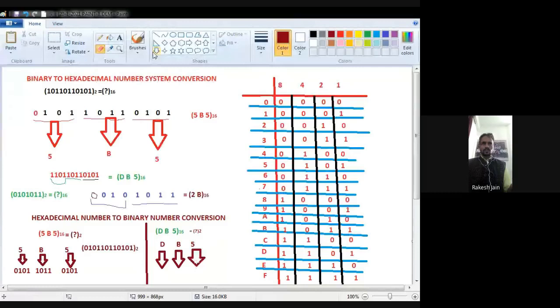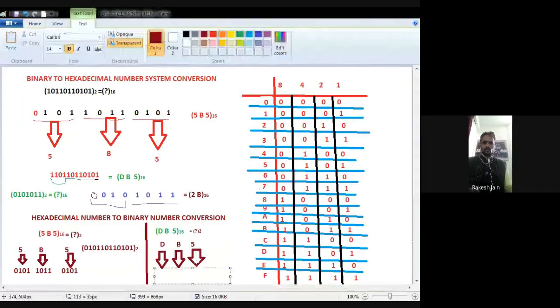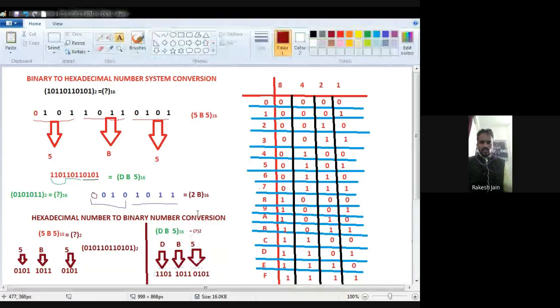Now see, D is your 1101. Then B is 1011. And 5 is 0101. So this is the answer. With the help of the table, we see the actual representation of binary for each hexadecimal digit, and we just write down the number.